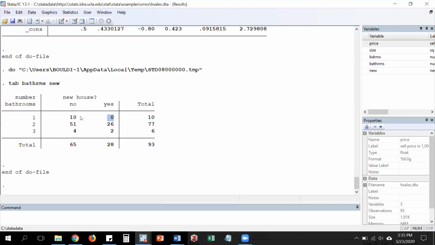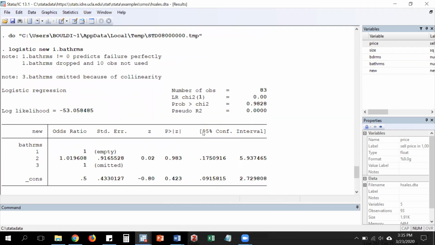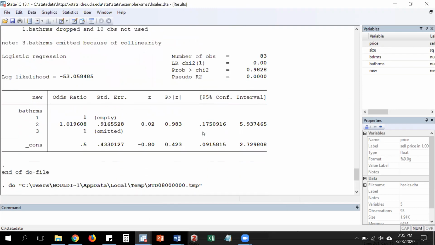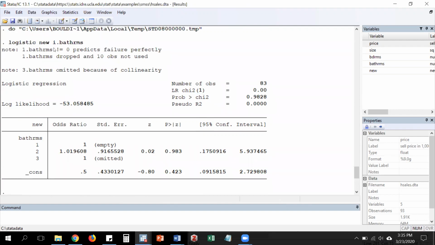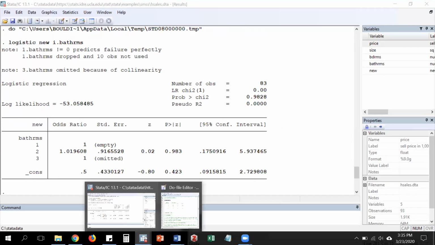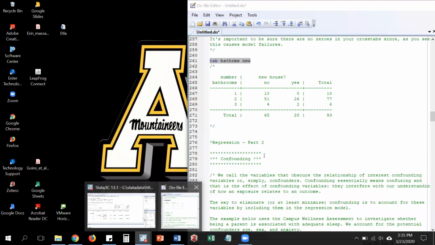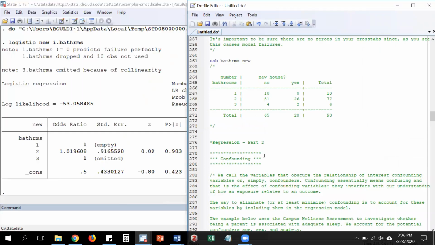And so that's problematic. And anytime you have a 0 in one of your cells in a 2x2 table, you're going to run into problems in your regression model. So it's always good to check crosstab things before you run a regression model to make sure that your data set can actually support you running the model that you want to run. So this is just an illustration that while you might want to know about bathrooms as a categorical variable, it may not be possible based on the distribution of data within the sample that you've collected. So always remember to check that.